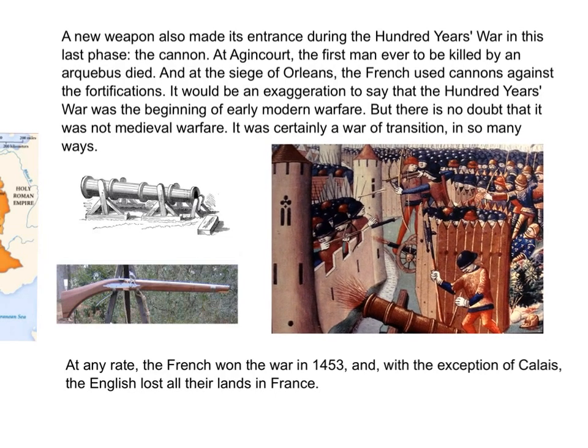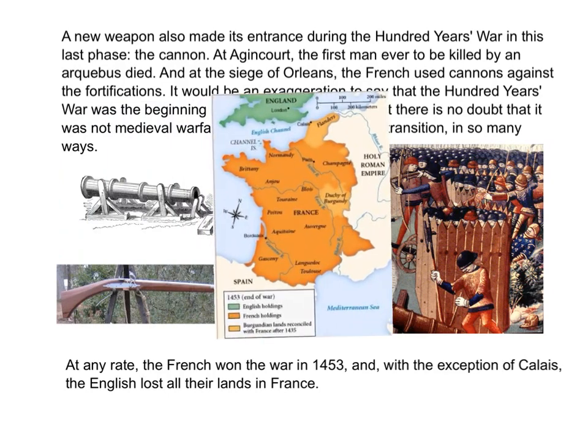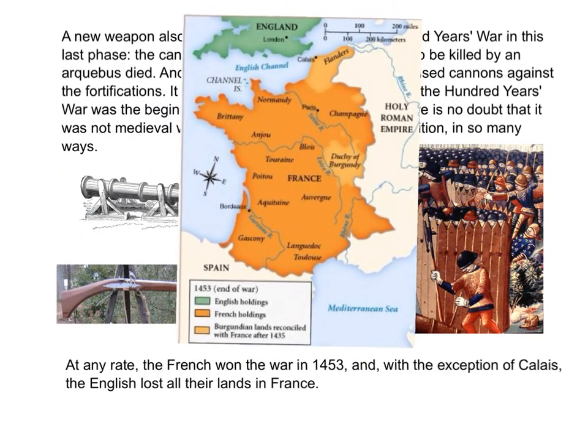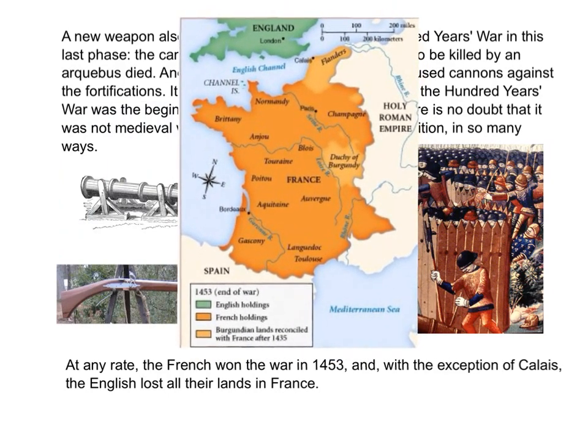It would be an exaggeration to say that the 100 Years' War was the beginning of early modern warfare, but there is no doubt that it was not medieval warfare. It was certainly a war of transition in so many ways. At any rate, the French won the war in 1453, and with the exception of Calais, the English lost all their lands in France. You can see the huge change. All this belongs to France, and then the English have England and just Calais, the port of Calais up there.